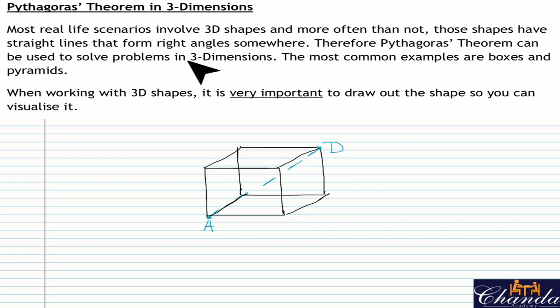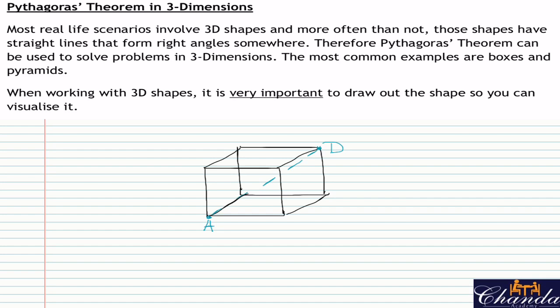The most common examples are boxes and pyramids. When working with 3D shapes, it is very important to draw out the shape so you can visualize it. Without being able to visualize 3D shapes, folks, it is super difficult to apply any kind of logic to them, especially when it comes to Pythagoras' theorem. All right, so let's have a look at this simple example for now.